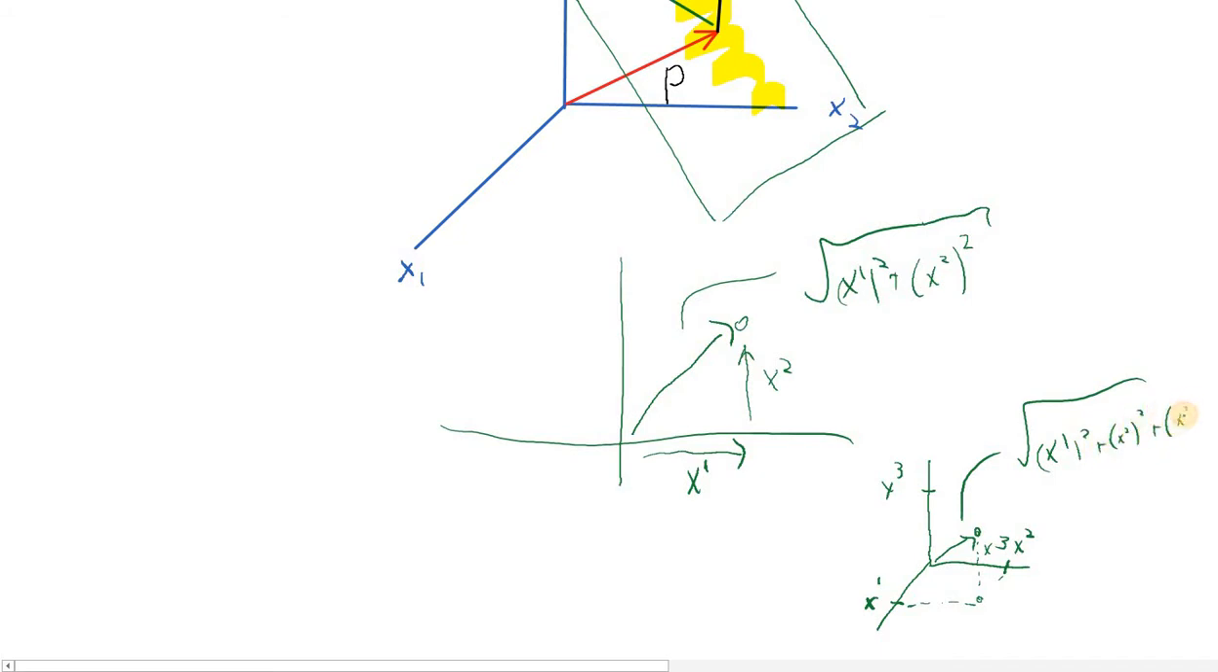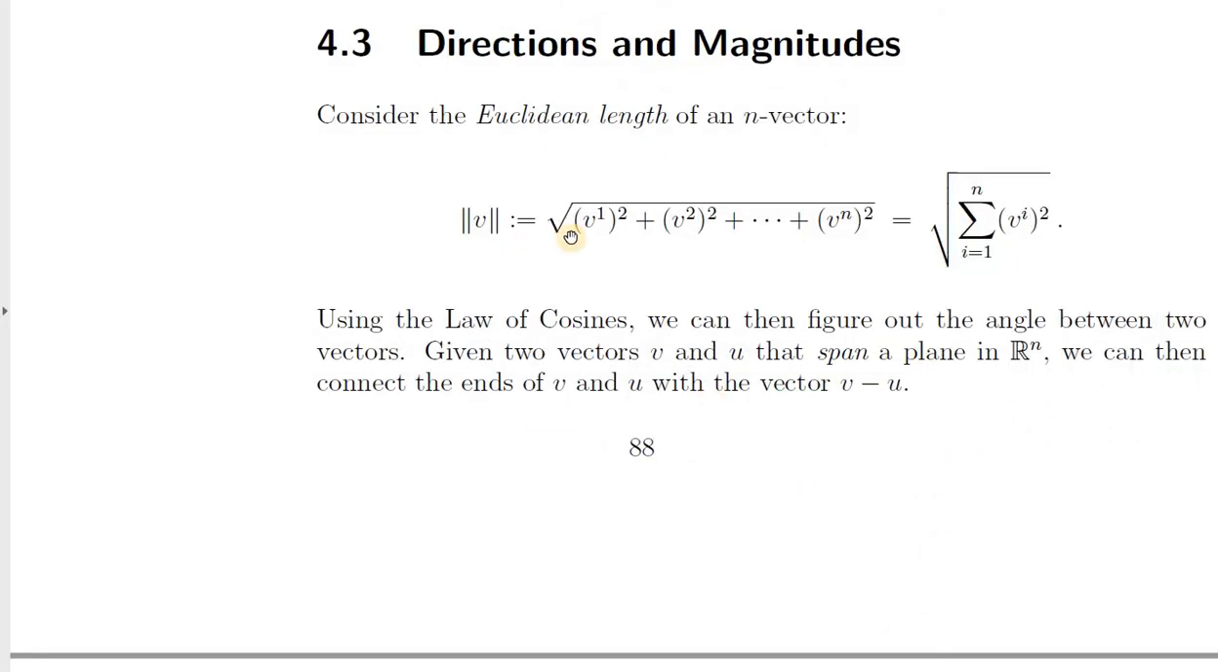And the length of that vector is just going to be the square root of x1 squared plus x2 squared plus x3 squared. Now, the natural generalization, if I have n-dimensional space, is simply to take the square root of the squares of all of the components. So that's what we're doing here. He uses the letter v instead of x, but it's the very same thing.